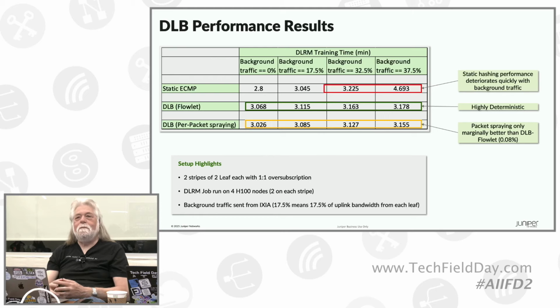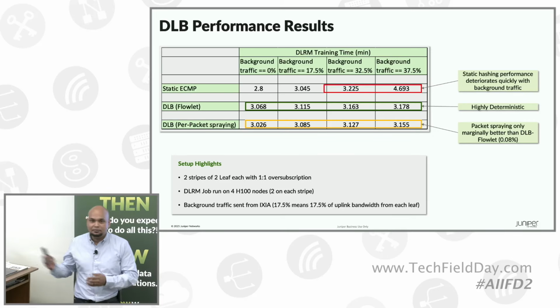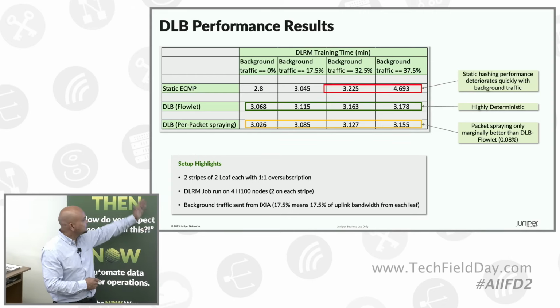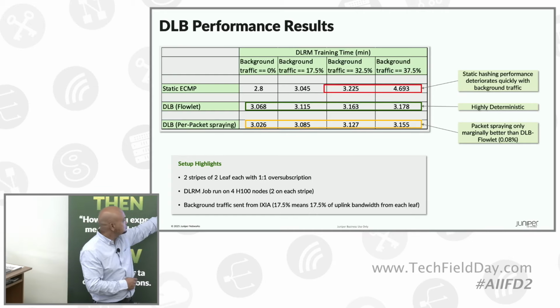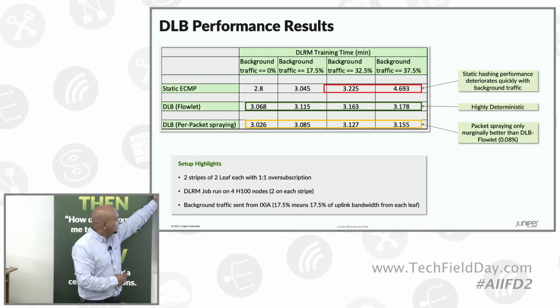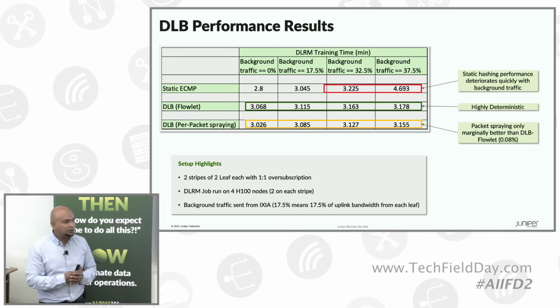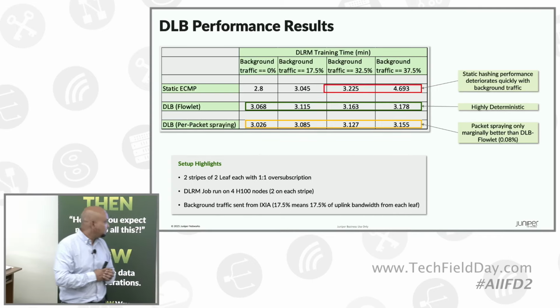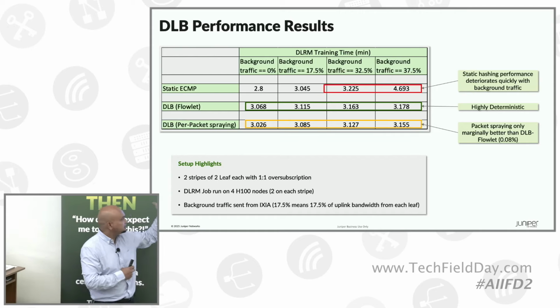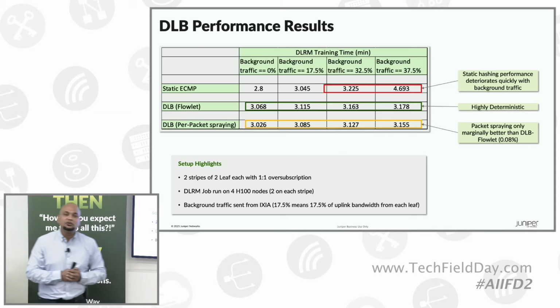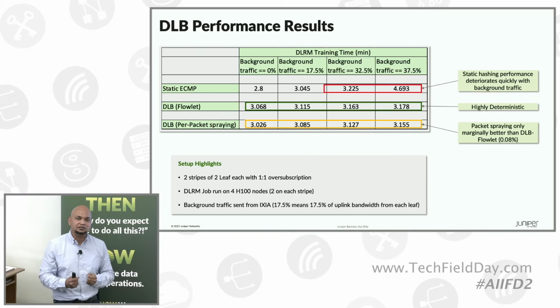So here, in the lab that we have with the NVIDIA GPUs, we put these three techniques to test. The first one is static ECMP, that's the hash-based ECMP, then DLB flowlet mode, and DLB per packet mode, that's the packet spraying. We used a standardized ML benchmark, DLRM, for this test. One more thing, we used the XCF traffic generator to introduce congestion so that we can see the performance under congestion.